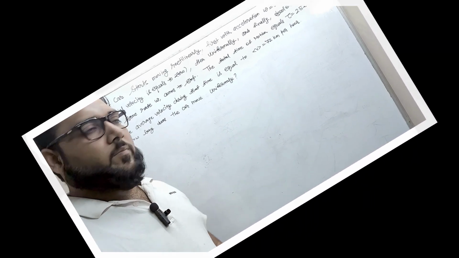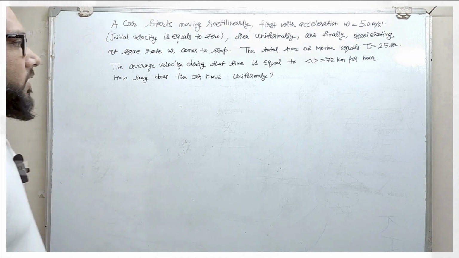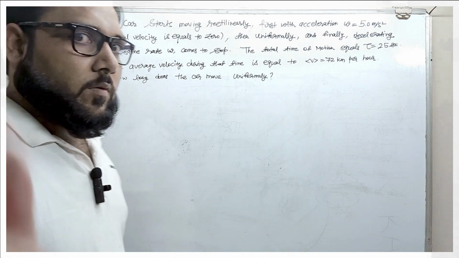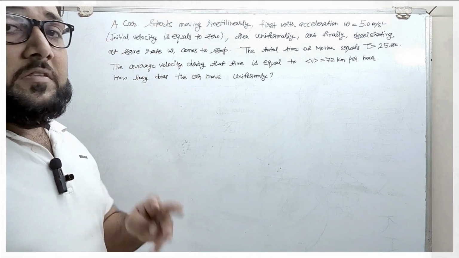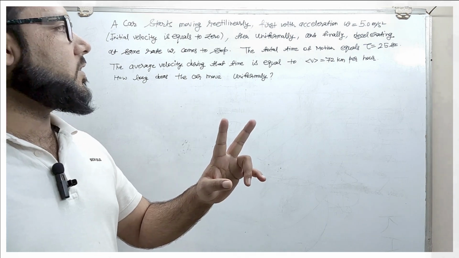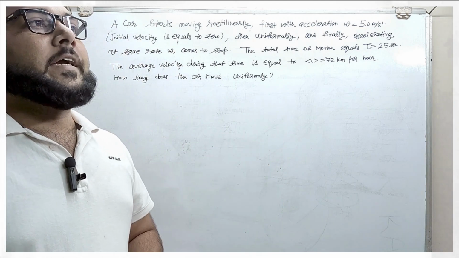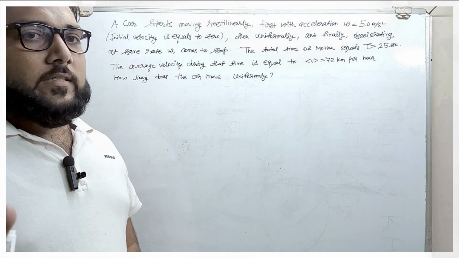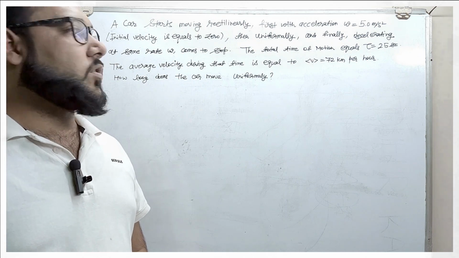Hello guys, this is the beautiful problem of the kinematics chapter. So we will try to solve these problems, okay guys. In these problems, what is happening? There are three incidents. The first one is acceleration, the second one is uniform motion, and the third one is decelerating motion. I will give you the shortcut method to solve this question.